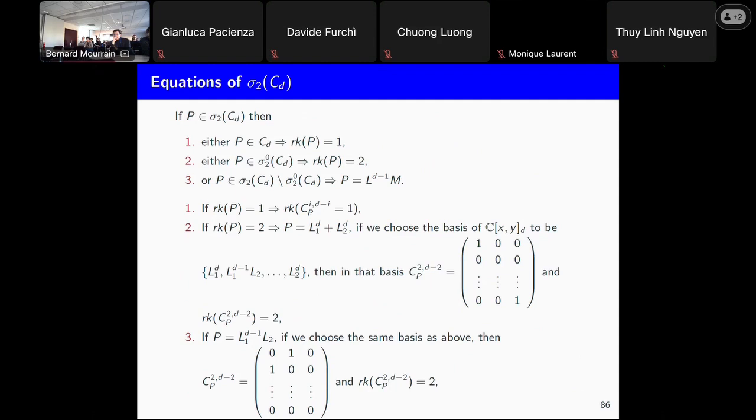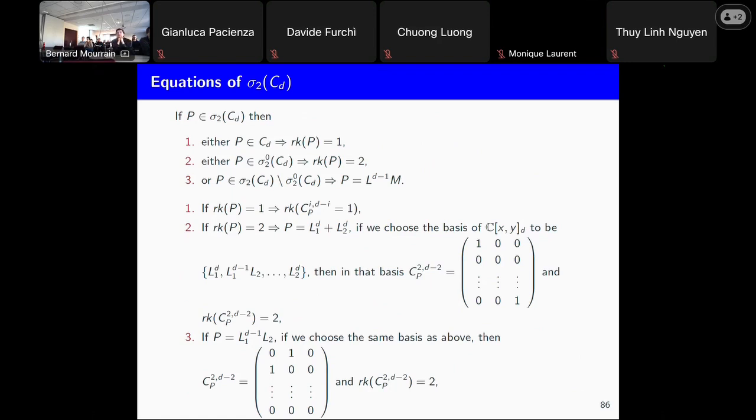And in all cases, if it has rank 1, then the catalecticants all have rank 1. And if it has border rank 2, then all the catalecticants will have rank 2. And this is a way of seeing it, because if it has rank 2, then it's a sum of 2 powers of linear forms. Then you have to fix some basis in your space.